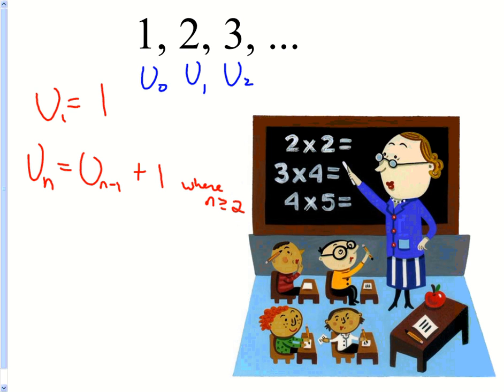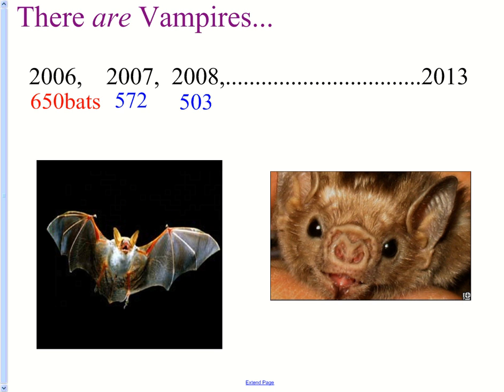So when you're just asking for a term, it's best if you use u sub 1. But when you're doing a real world problem, like about vampires, you might want to use 0. There are vampires. They're just vampire bats.